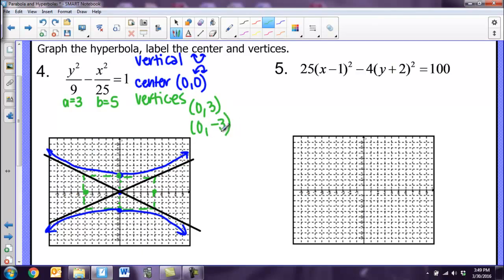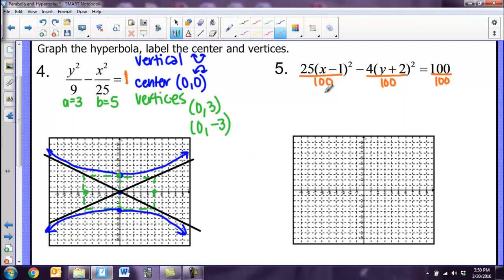Okay, now what happens if it's not centered at the origin? Or you get something crazy that looks like this. This one's not in standard form. Our standard form always says equals 1. And so in order for this to equal 1 on this side, I'd have to divide every single piece by 100.